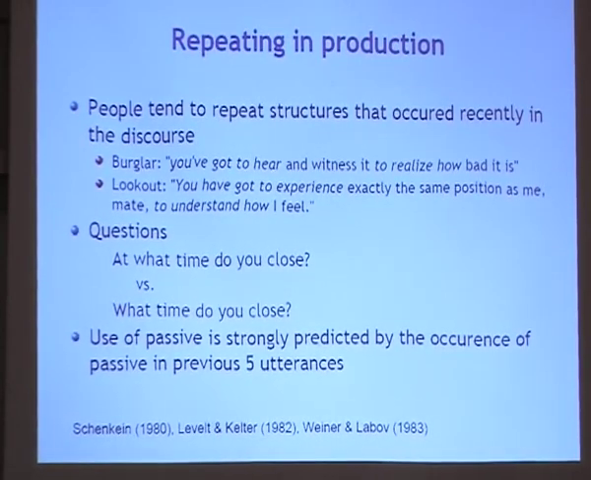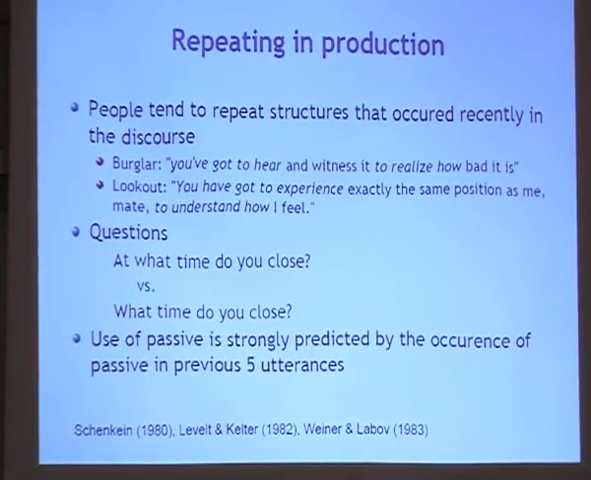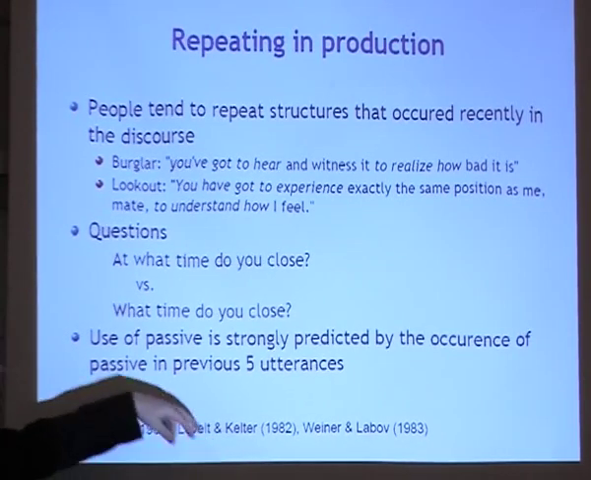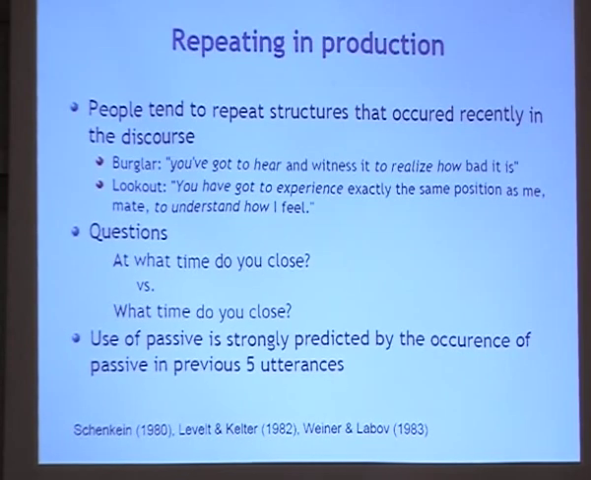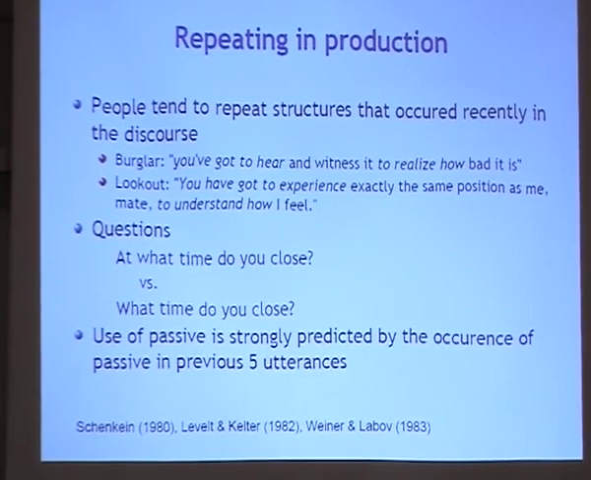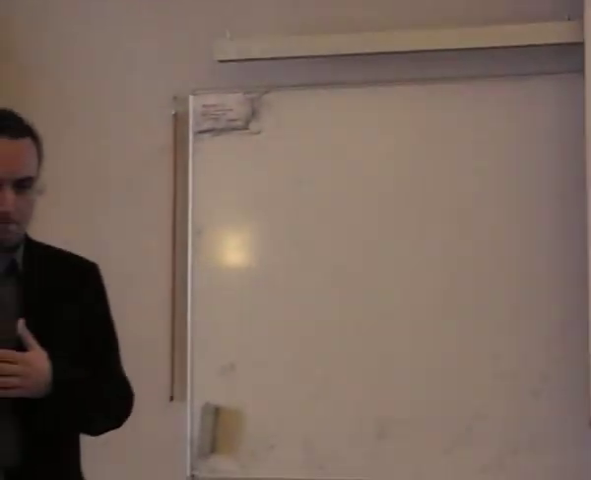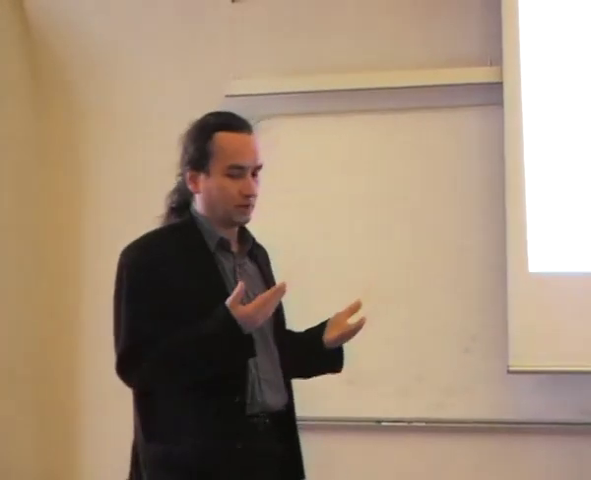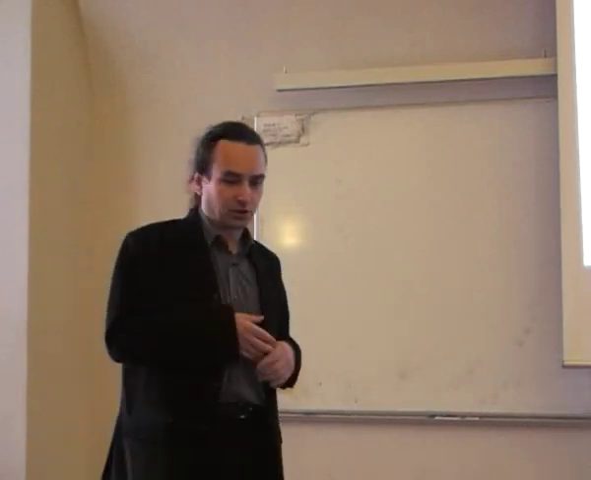Another study, maybe one of the first experimental studies on structural priming in production, was the study by Levelt and Kelter, who used a very simple method. They just phoned different stores and asked a question. The study was performed in Dutch, but the approximate equivalent in English would be that they asked either "at what time do you close" or "what time do you close." And when they asked "at what time do you close," people tended to respond "at 6 o'clock," while when they asked "what time do you close," the responses were like "6 o'clock." So the structure used in the question affected the structure used in the answer.